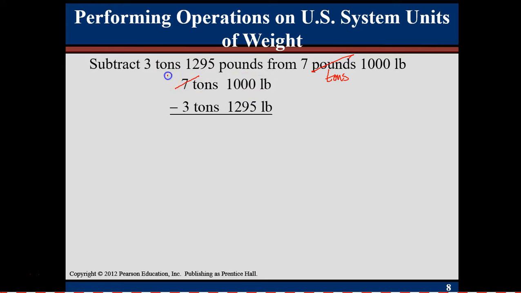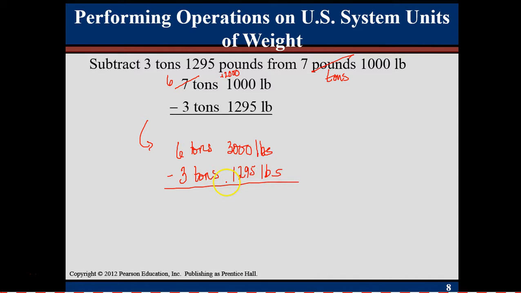I'm going to take this and drop this down to 6 tons. And I'm going to take that extra ton, which is the equivalent of 2,000 pounds, and I'm going to add it to this portion right here. So that my problem will turn into 6 tons, 3,000 pounds. And then this would be minus 3 tons, 1,295 pounds. Now I can subtract each piece. The order does not matter. So 6 minus 3 is 3, so I'll have 3 tons.